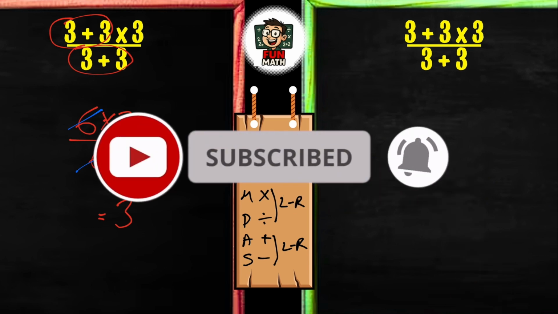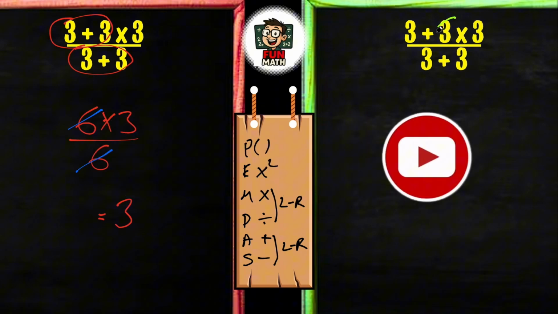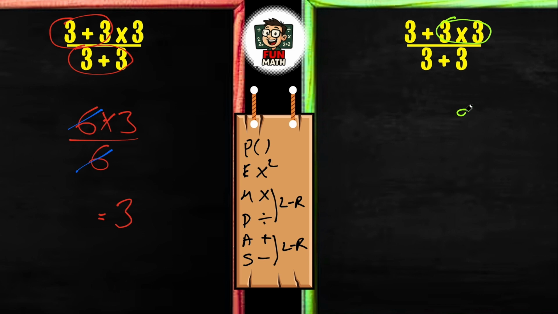Let's apply this rule to our question. First, we do the multiplication. 3 times 3 equals 9. Now, the addition, 3 plus 9 equals 12.